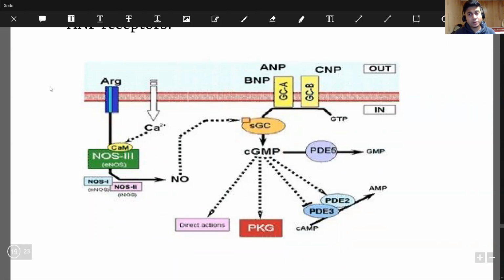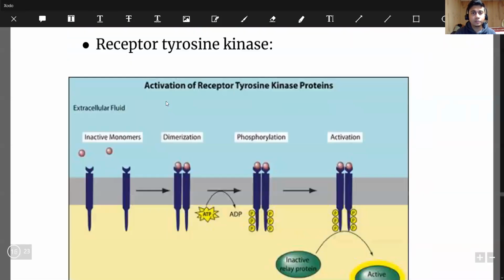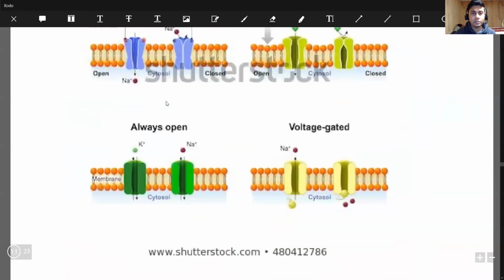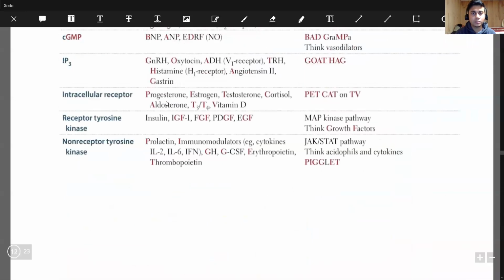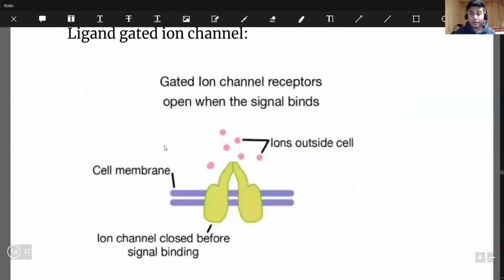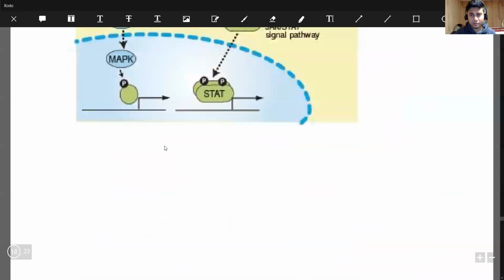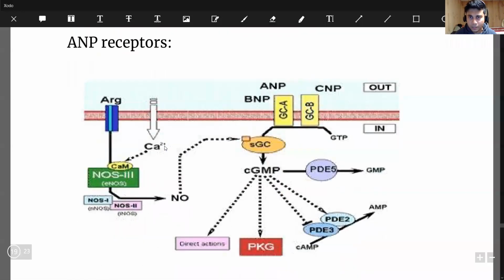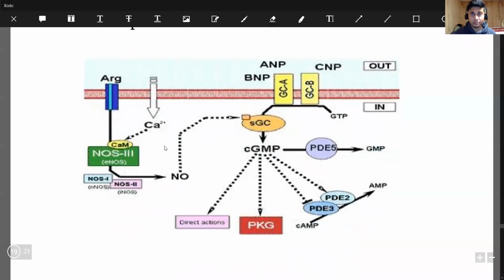They bind to some G protein. I'm not sure if atrial natriuretic peptide uses a G protein coupled receptor. That is not shown here. They are just saying they bind to the cGMP. I think this is a G protein coupled receptor, because as you can see that GTP is working here.